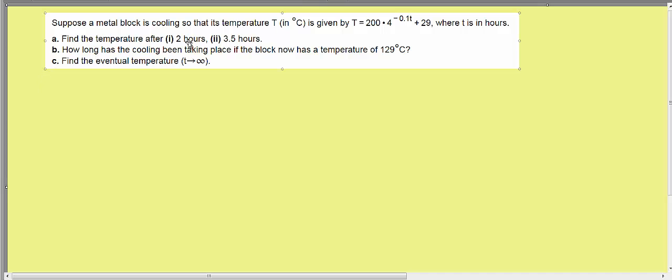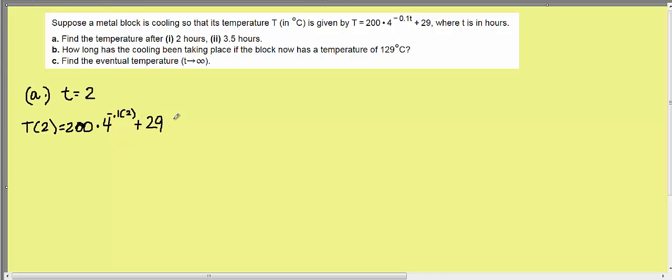So to find the temperature after 2 hours and after 3.5 hours, we basically are just going to be putting in a little t for that. So let me write down A. For t is 2 hours. We are plugging this in. 200 times 4 raised to the negative 0.1 times 2 plus 29. Be sure to practice this on your calculator because sometimes it can get tricky typing in an exponential.